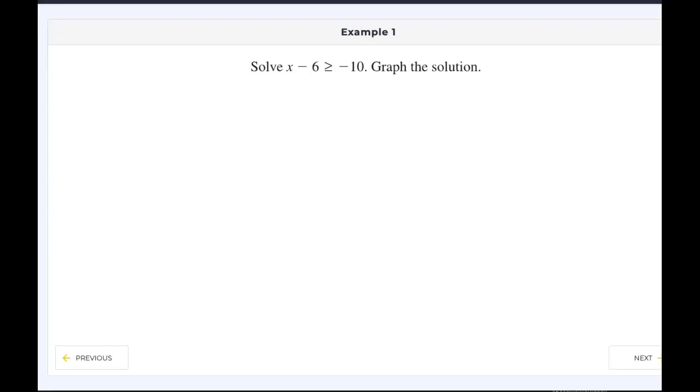Thanks, Celeste. Okay. So we are solving inequalities. We're still going to draw our line, and we're still going to do the opposite operation. It says solve x minus 6 is greater than or equal to negative 10. So what do I do to get x by itself? Add 6, because it's a negative 6.